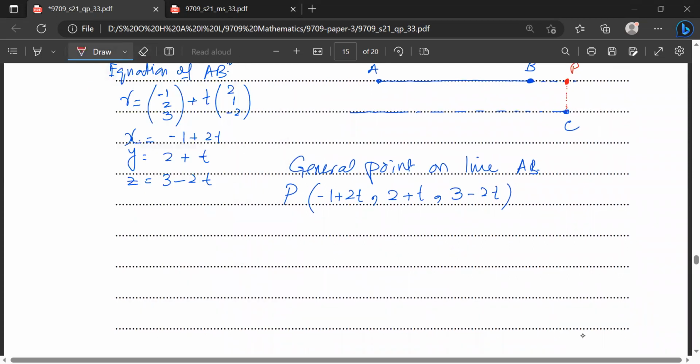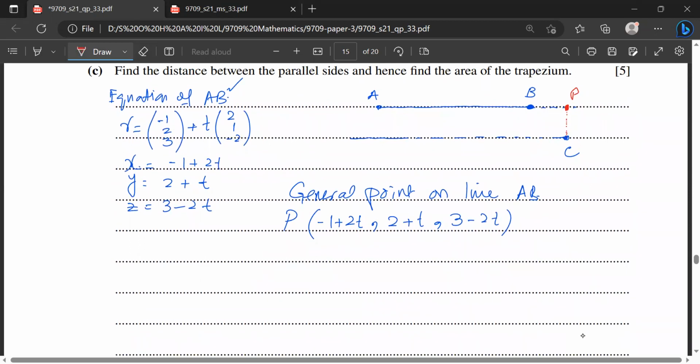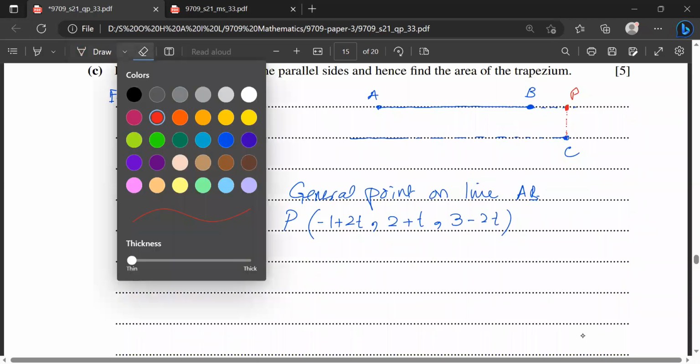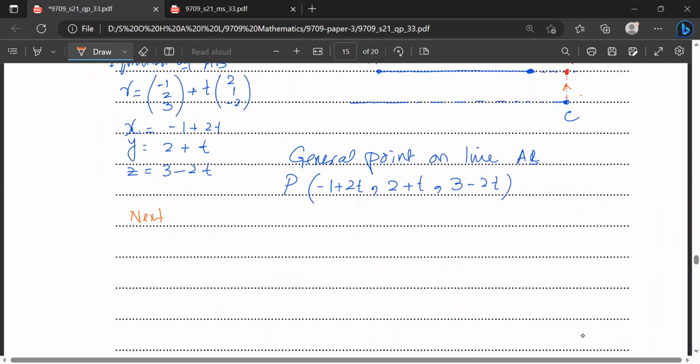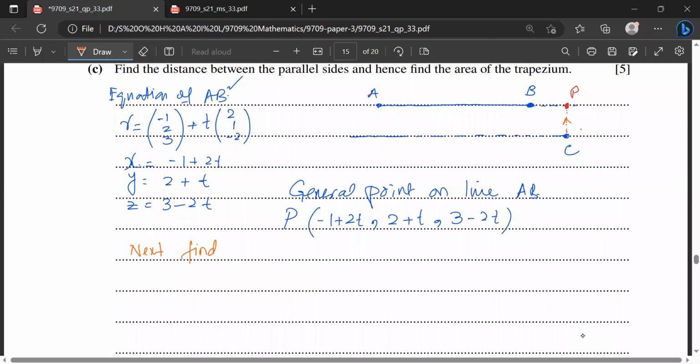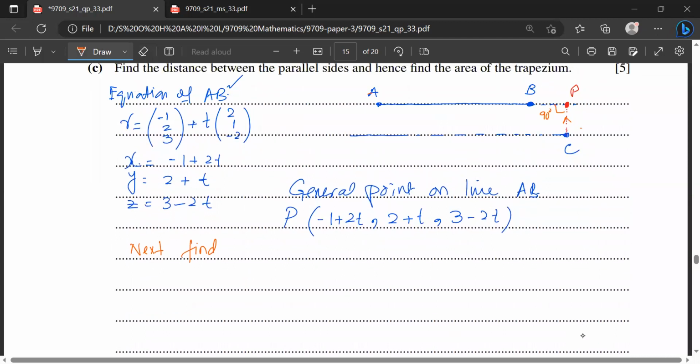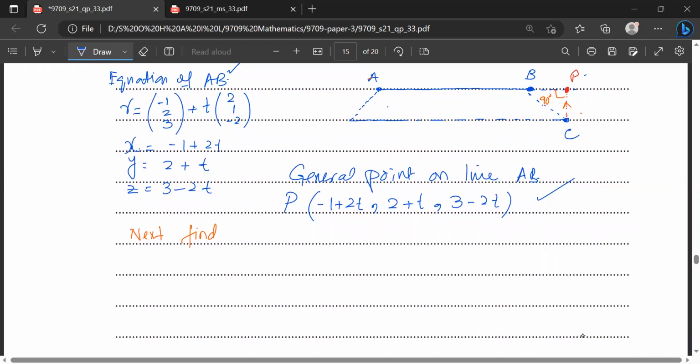As we have the general point on the line AB, you can find the vector CP. Next, keep in mind that this angle is 90 degrees. Distance means the perpendicular distance. And I can complete this figure in this way. Yes, this was the trapezium. And next, we have the general point, in terms of t. And next, find the CP vector.